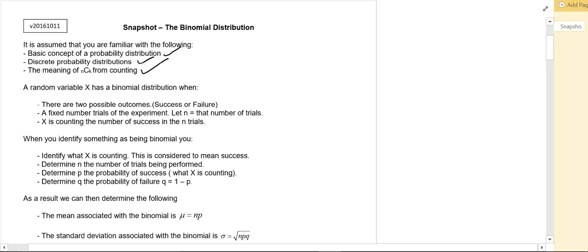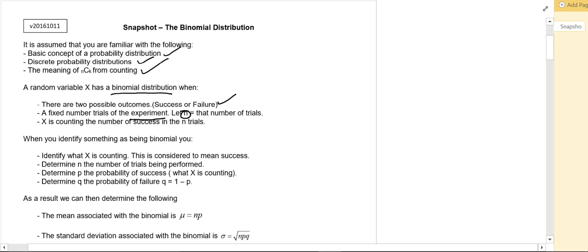Now, a random variable x is said to have a binomial distribution if the following conditions are met. There are two possible outcomes. We typically label them success or failure, good or bad, yes or no, pass or fail, like or don't like, etc. Then the experiment is being performed a multiple number of times, and we let n represent the number of times the experiment is being performed.